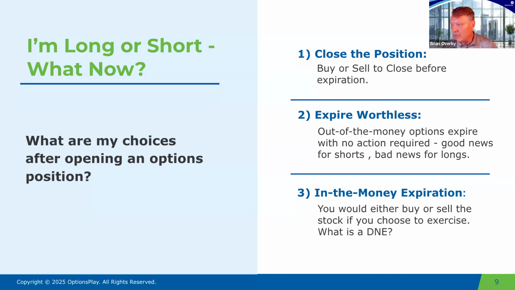So in the Q&A box, just type in 1, 2, or 3. You have these three things that could happen. What do you think happens more often? People close their positions once they're established. They let them expire worthless, which is number 2. Or do you think it's number 3? They actually expire in the money and somebody exercises, which means someone else gets assigned.